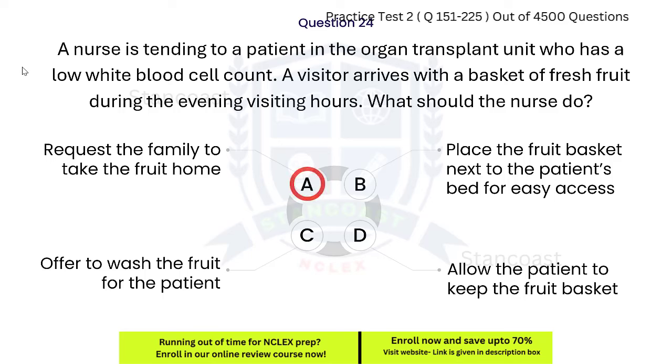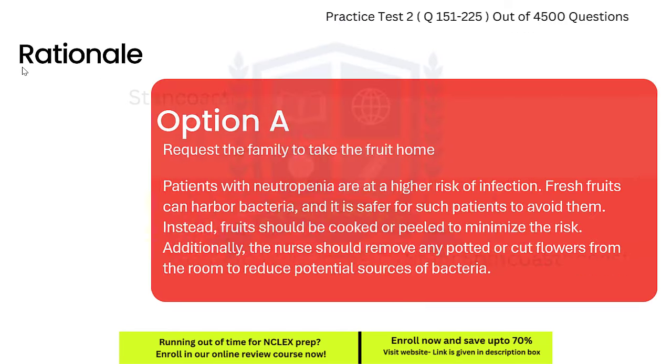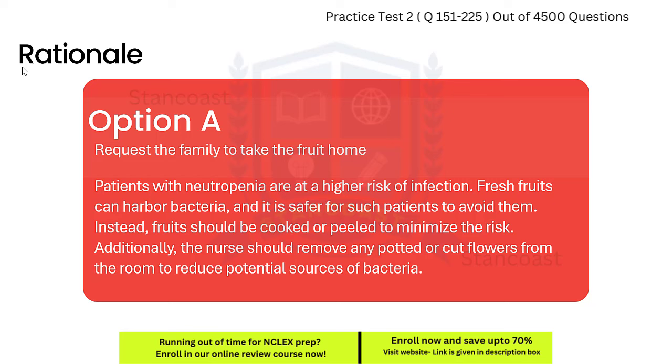Request the family to take the fruit home. Patients with neutropenia are at a higher risk of infection. Fresh fruits can harbor bacteria, and it is safer for such patients to avoid them. Instead, fruits should be cooked or peeled to minimize the risk. Additionally, the nurse should remove any potted or cut flowers from the room to reduce potential sources of bacteria.